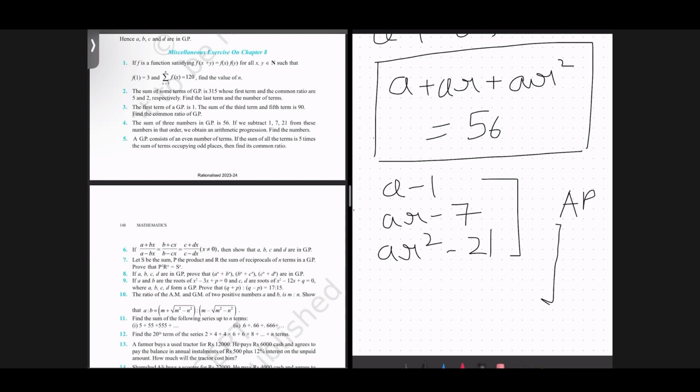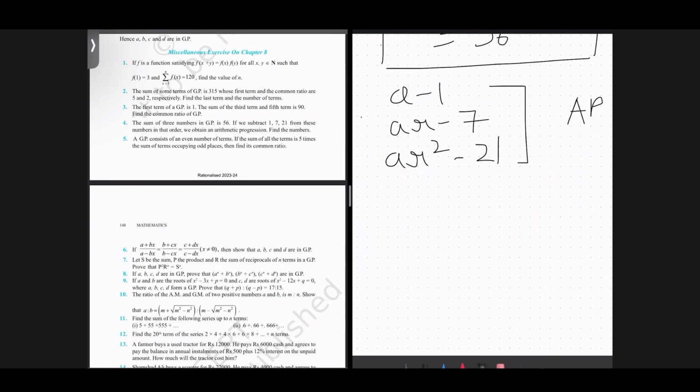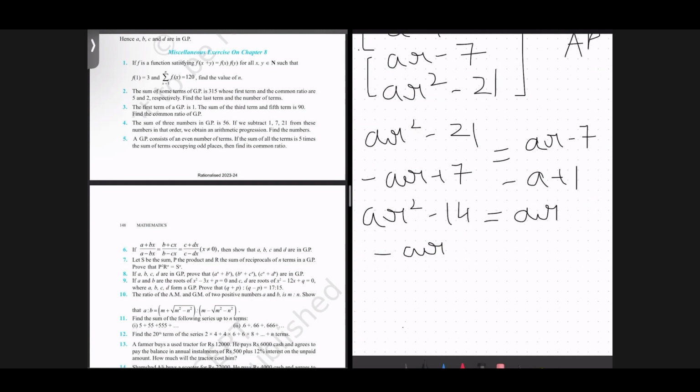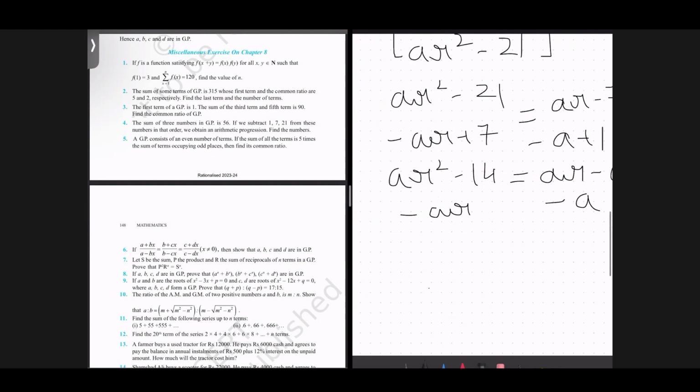Correct? So then if these three numbers form an AP, the difference between this and this term, and this term and this term, is going to be the same. So ar square minus 21 minus ar plus 7 is going to be ar minus 7 minus a plus 1, right? So you get ar square minus 14 minus ar equals ar minus 6 minus a, right?